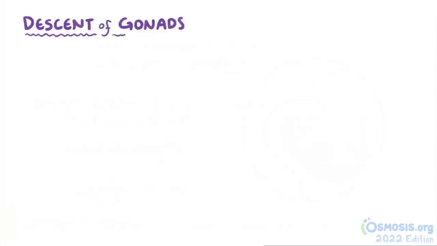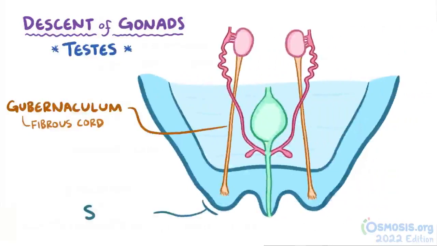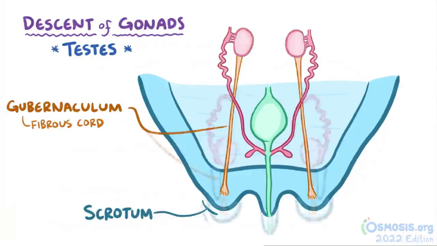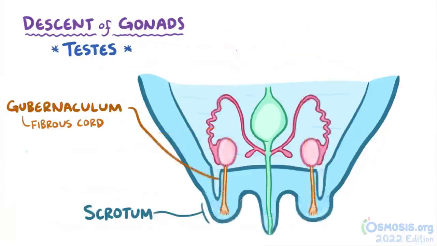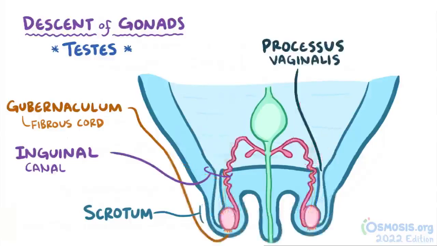Finally, there's one more step in the development of the reproductive system. The gonads have to descend to their adult positions, in both males and females. Starting with males, the testes initially develop near the anterior abdominal wall, but they're anchored by the gubernaculum, which is a fibrous cord that attaches to the bottom of the scrotum, and also has a really awesome name. The gubernaculum starts to shorten, pulling the testes down towards the scrotum through the inguinal canal. The inguinal canal forms when a projection of the peritoneum called the processus vaginalis herniates through the abdominal body wall.